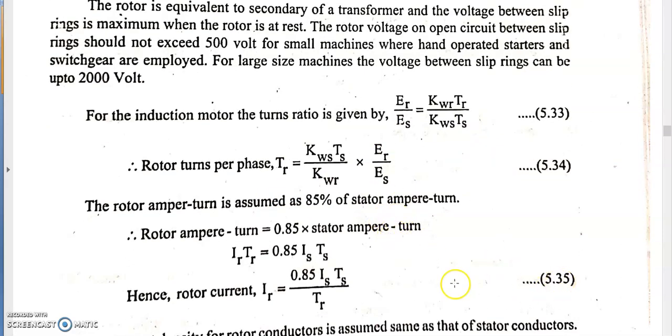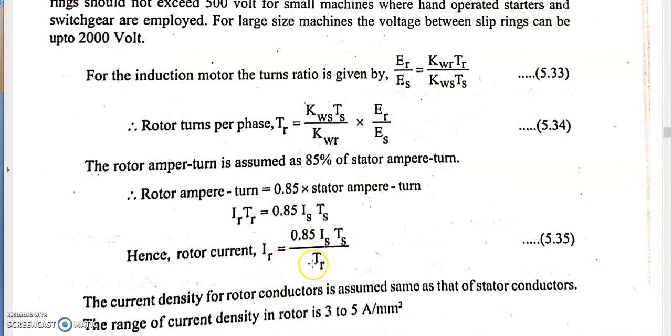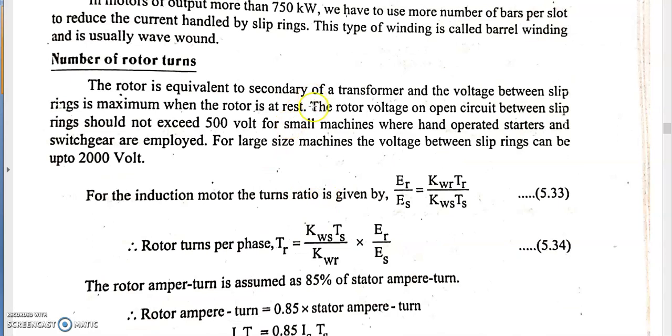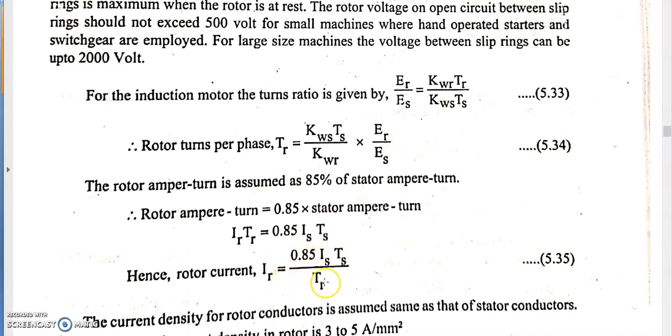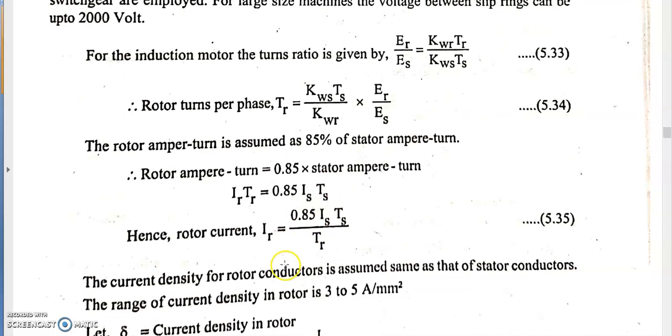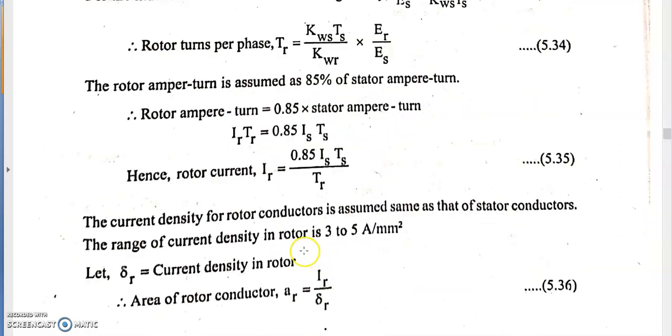Once the number of rotor turns is calculated, we have to calculate the rotor current and the rotor ampere turns. Rotor winding design includes calculating the total number of turns and then the area of cross section of the rotor conductors. So the total number of turns per phase we have calculated; then we need to calculate the area of cross section of the rotor conductors. This AR we have to calculate.